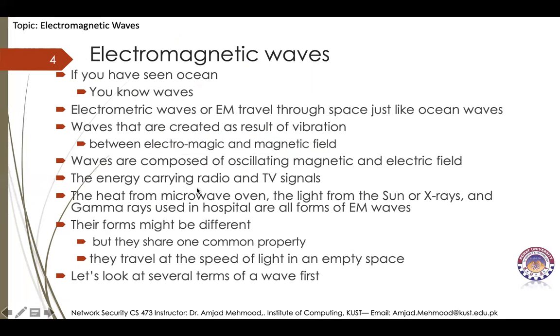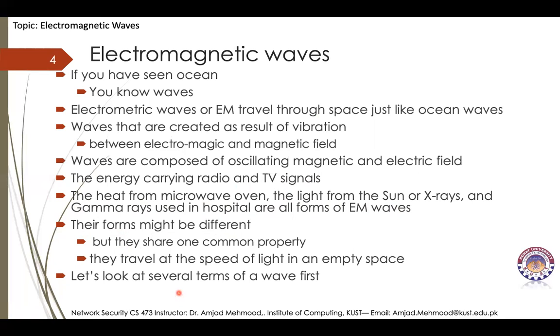The energy carrying radio and TV channels, TV signals, the heat from microwave oven, the light from sun or X-rays and gamma rays used in hospital are all forms of electromagnetic waves. Their form might be different, but they share one common property that they travel at the speed of light in an empty space.